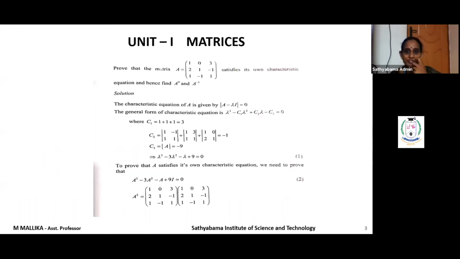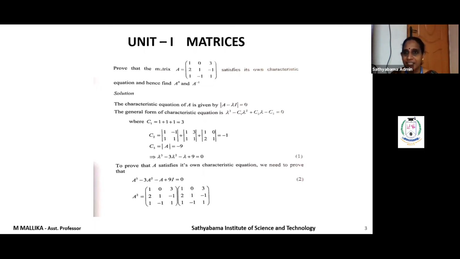So the question is, you have been given a 3 by 3 matrix, prove that it satisfies its own characteristic equation. Meaning you have to verify Cayley-Hamilton theorem and hence find A power 4 and A inverse. This is a standard question. In this question, I have included both A power 4 as well as A inverse. Sometimes you'll be asked only A inverse, sometimes only A power 4, and sometimes both might be asked. So the very first step in proving this is to define the characteristic equation.